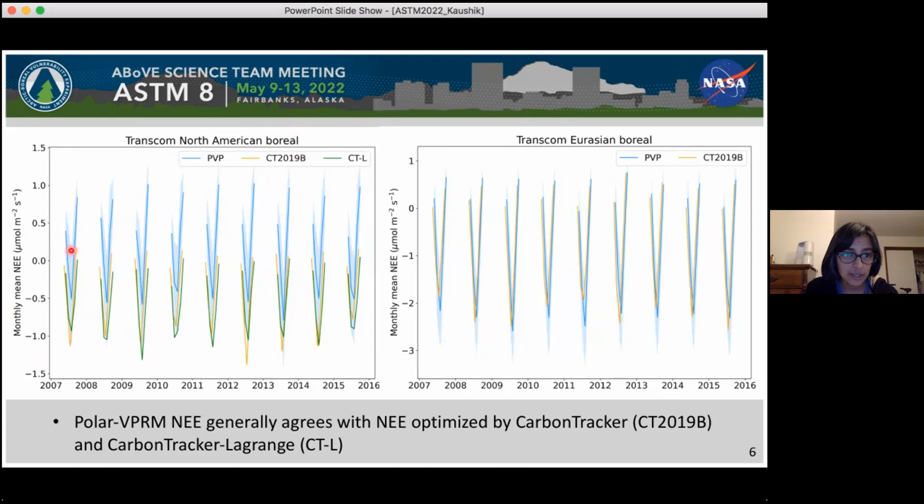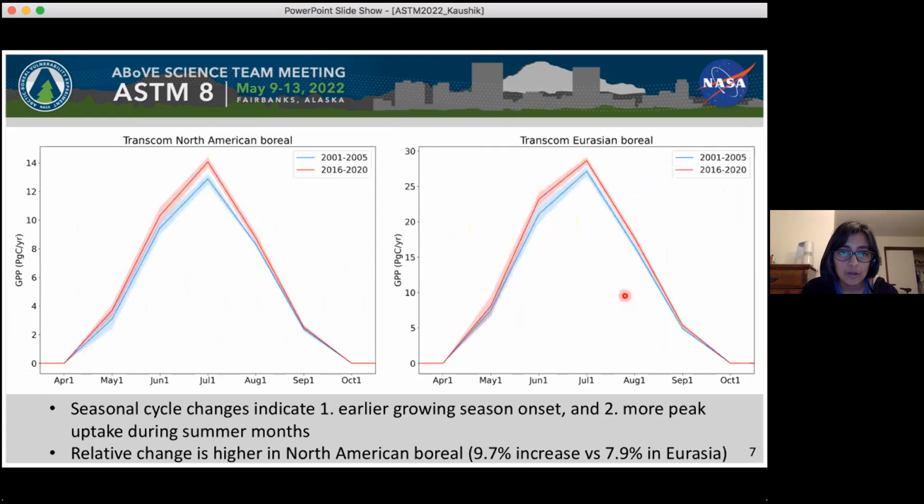We generally get the timing of the uptake right, and then within the uncertainty shading over here, which is the 20th to 80th quantile, we overlap with the magnitude in the North American domain. And then in the Eurasian domain, we actually do better. Our polar VPRM matches pretty well with the CarbonTracker 2019B NEE estimates in Eurasia, which is encouraging. And we don't have CarbonTracker Lagrange in Eurasia at the moment. So that's one thing.